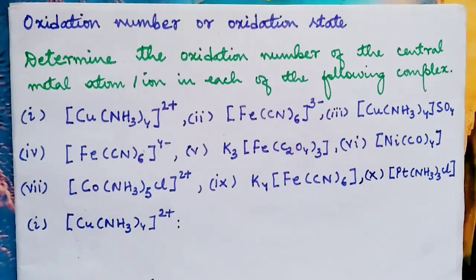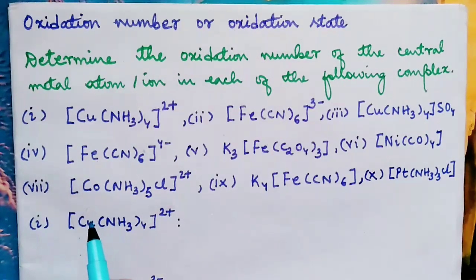Here we have to determine the oxidation number of the central metal atom or ion in each of the following complexes. We have 10 complexes. Let's start with the first one. So this is our complex ion. We want to calculate the oxidation number or oxidation state of this central metal ion.